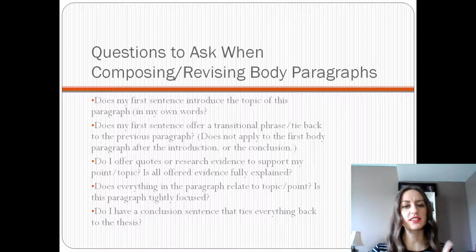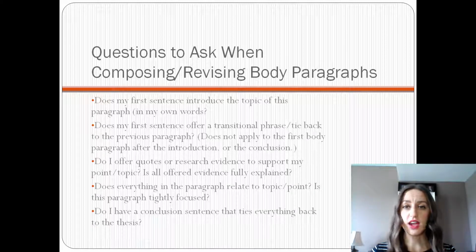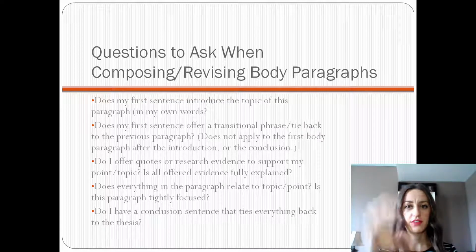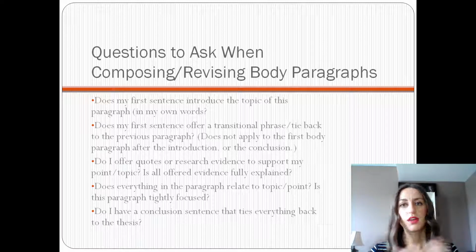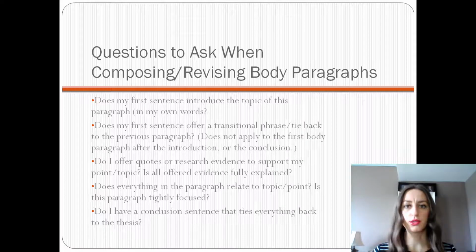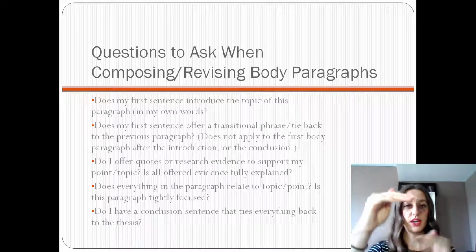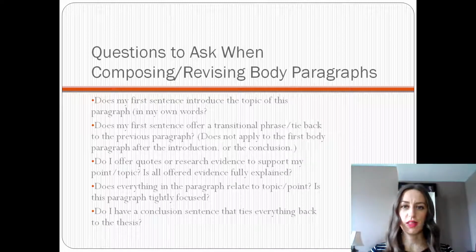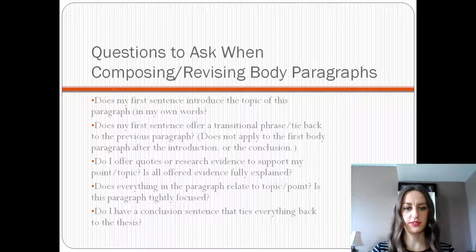Does my first sentence offer a transitional phrase or a tie back to the previous paragraph? Okay, and I will point out here that this does not have to apply to the first body paragraph after the introduction, because that first body paragraph right after your thesis statement, you don't need to have a transition there, all right? You also don't need to necessarily have a transitional phrase when you start your conclusion, all right? But the body paragraphs in between, in the middle of all of that, should have transitions.